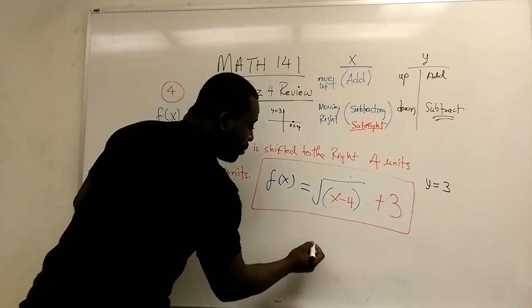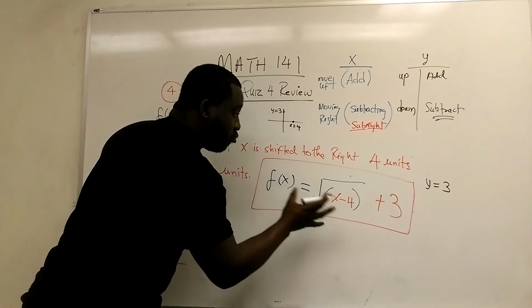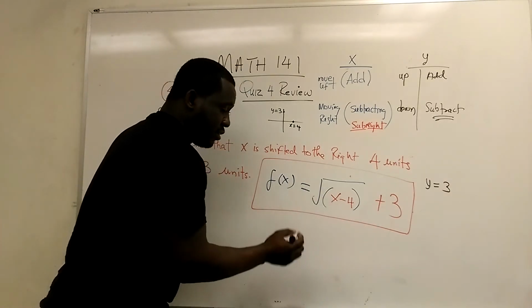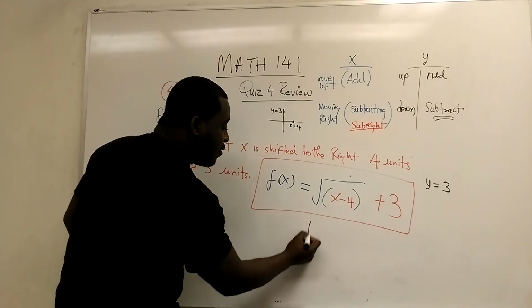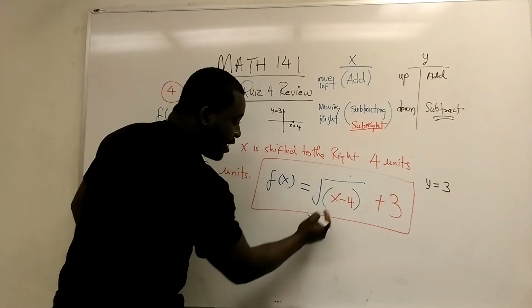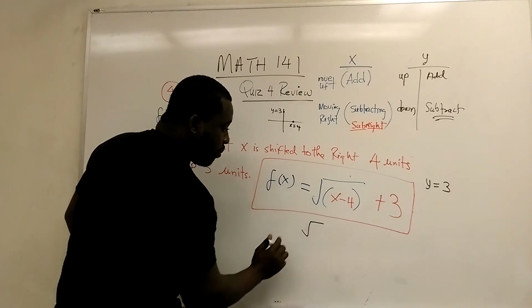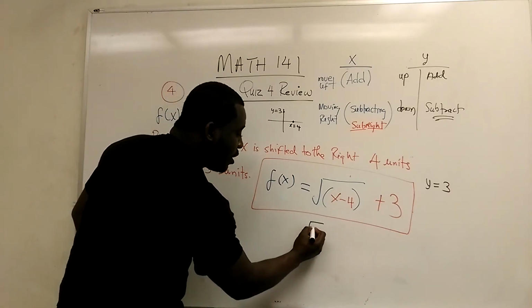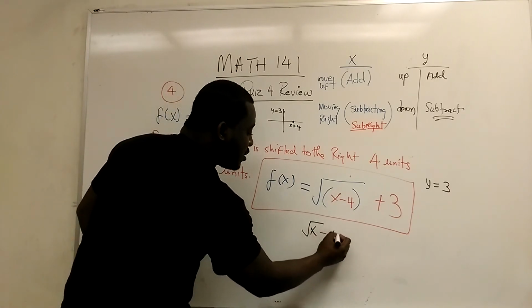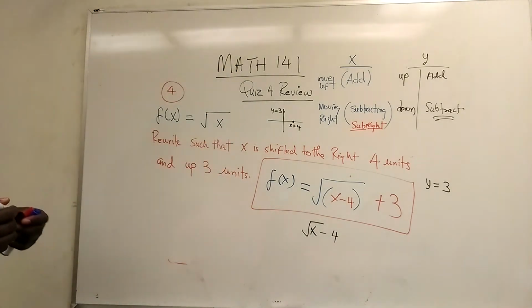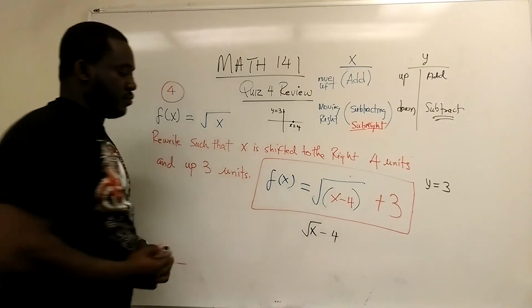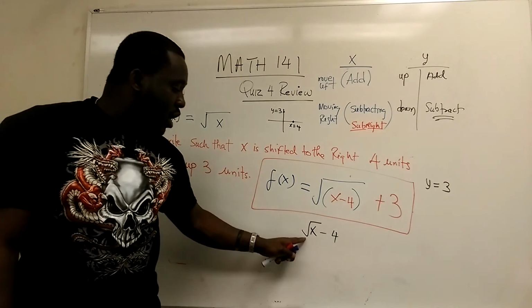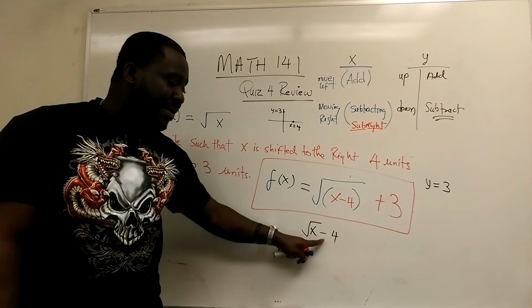But remember, some people would not bring a parentheses. So this is why bringing a parentheses helps. So let's say I have square root of what? Instead of writing this, you don't bring a parentheses and you write x minus 4. This means square root of x, minus 4.